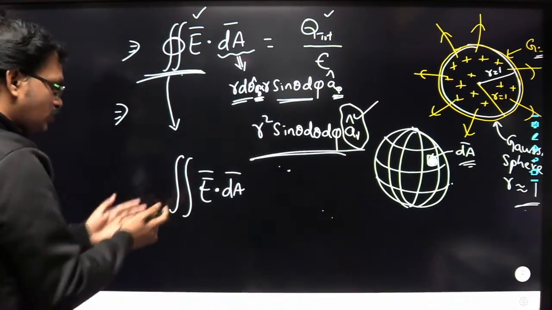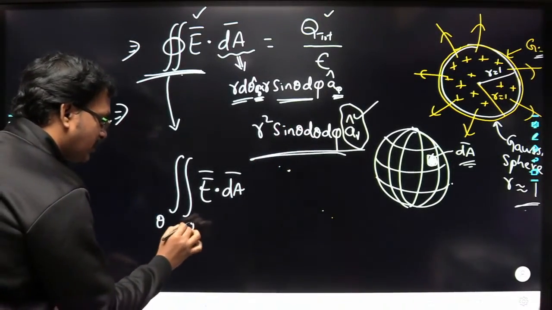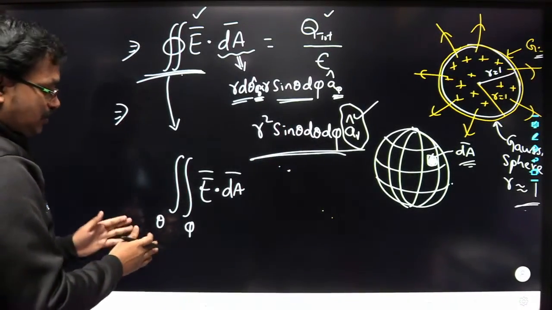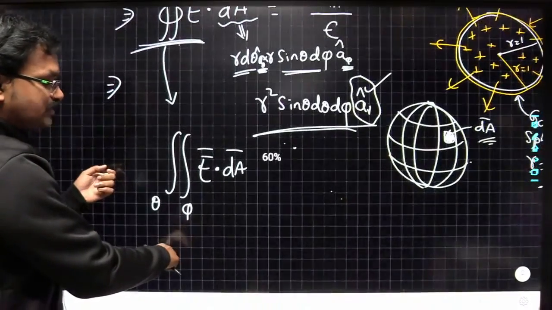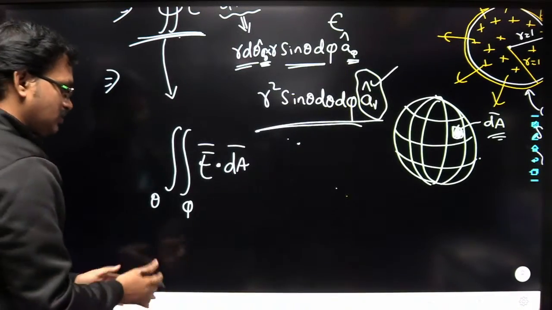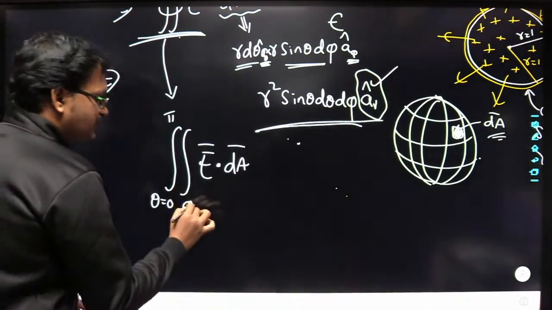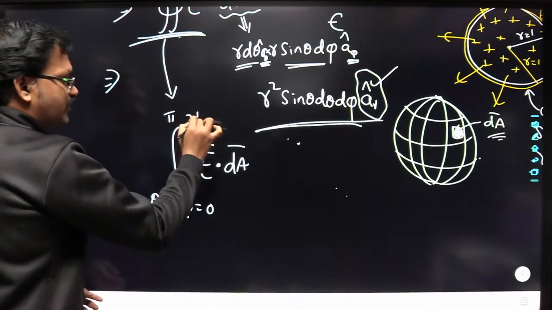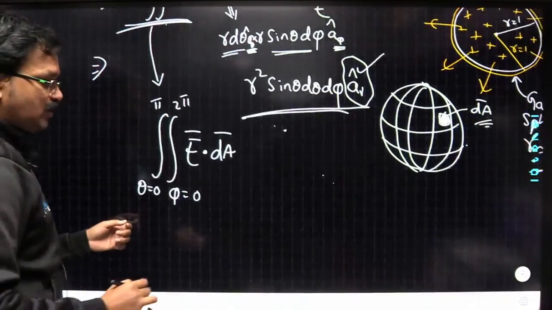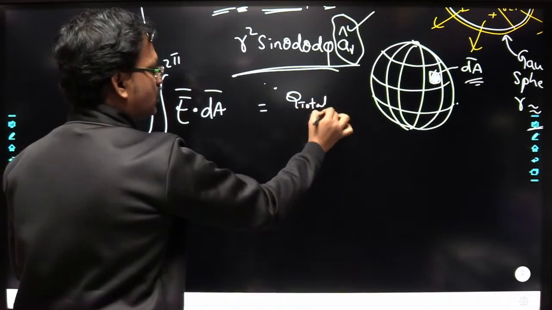Right? Okay, so you have to integrate. The variables on the surface of the sphere are nothing but theta and phi, and you have to integrate with respect to theta and phi over their full range, because you are considering the total surface of the sphere. Theta is equal to what? 0 to pi, and phi is varying from 0 to 2 pi. So this is equal to Q total divided by what?